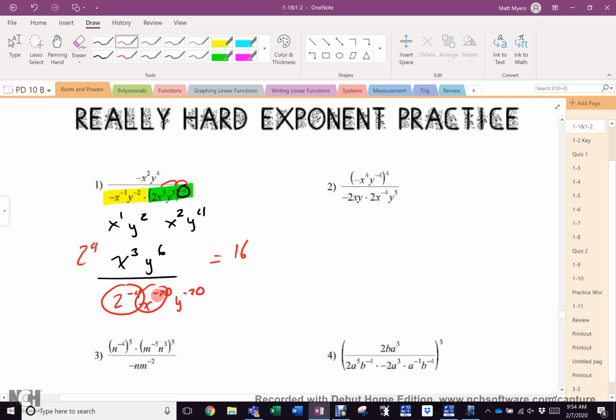Okay. X to the 20 goes up here. X 20. But I already had 3 of them, so now how many do I have? 23 of them. Right? And then these come up. Y to the positive 20. But I already had 6 of them, so how many do I have? 26. Done.